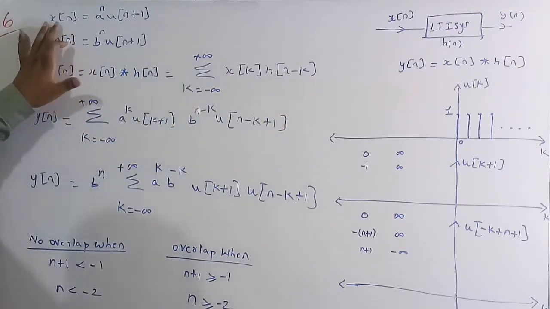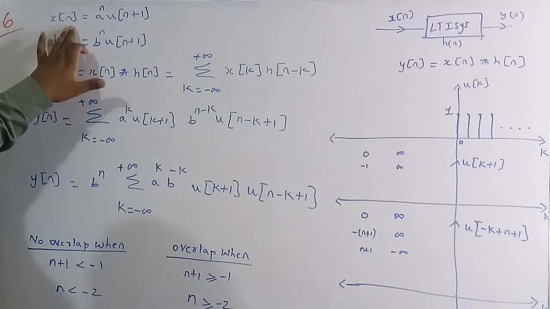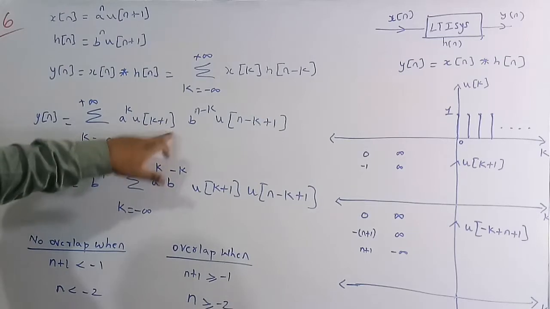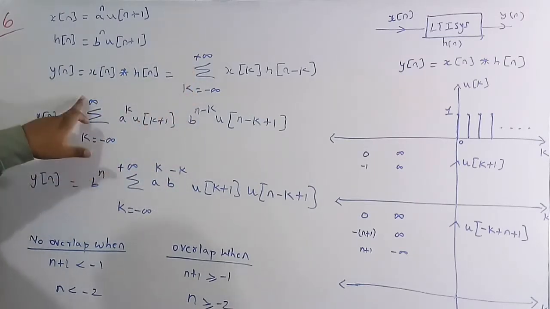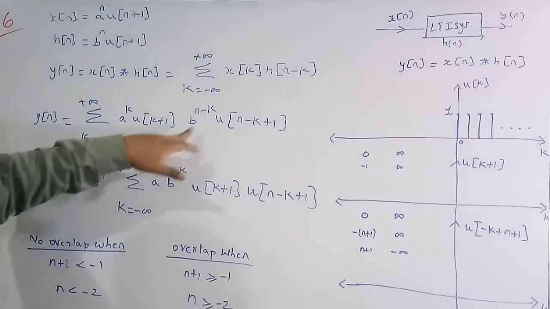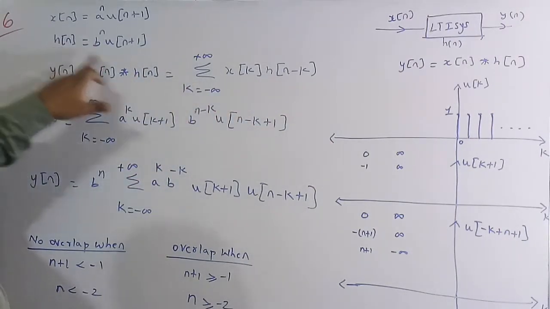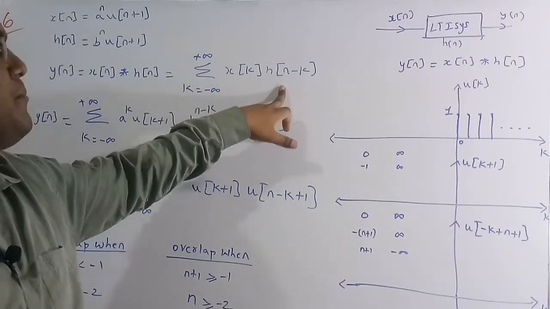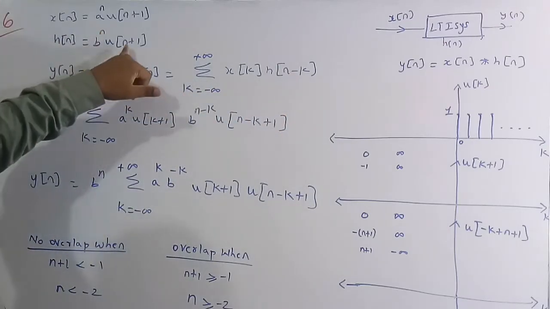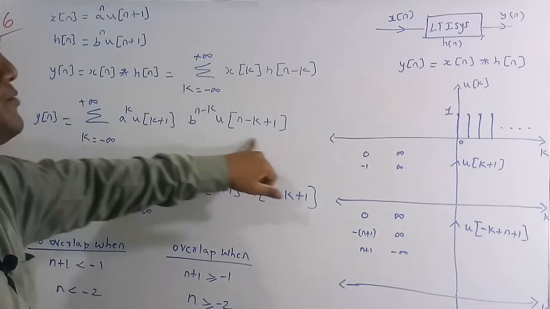Here, x of n is given, so in place of n we substitute k. Therefore we get a to the power of k into u of k plus 1, with the sum over k from minus infinity to plus infinity. And in place of h of n, we write h of n minus k, so in place of n we substitute n minus k. Therefore we get b to the power of n minus k, u of n minus k plus 1. So this is the expression.